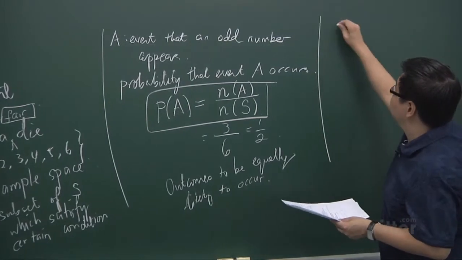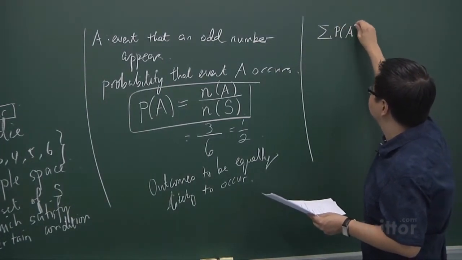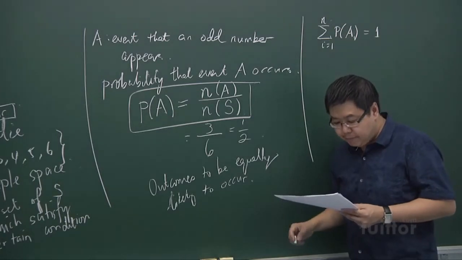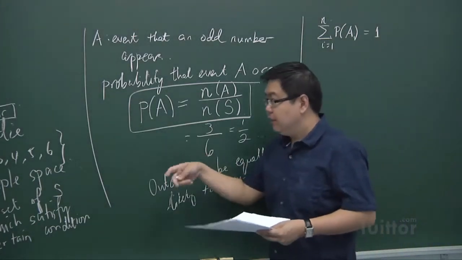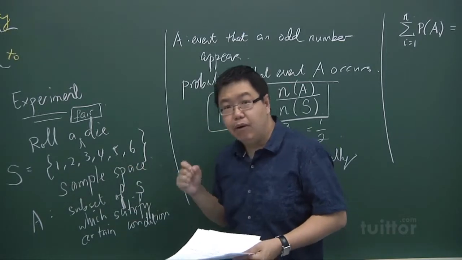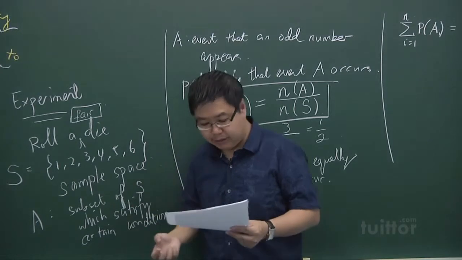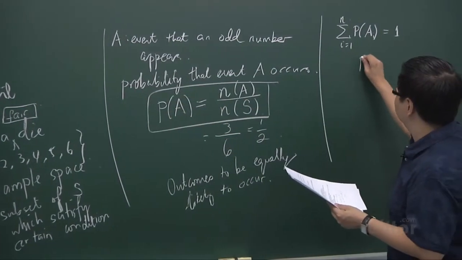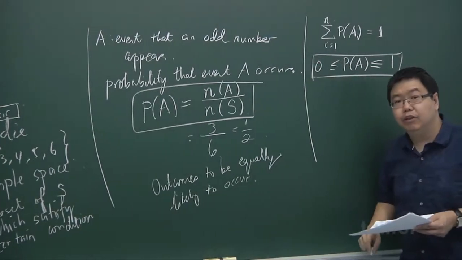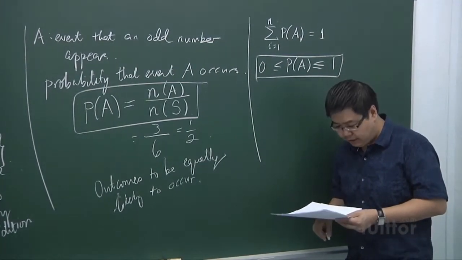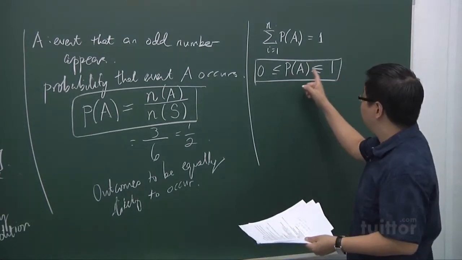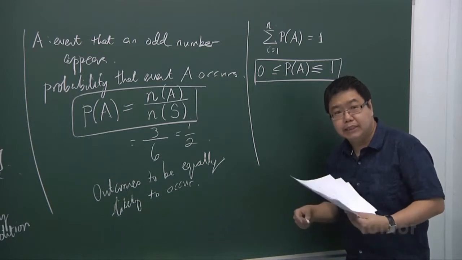Now let's talk about some additional things like the law of total probability. The law of total probability basically means that the sum of all the possible probabilities is 1. What does it mean? If we have all the possible outcomes, 1, 2, 3, 4, 5, and 6, and you add up all these probabilities, they will all come to 1. That is the certainty probability. For any event, the probability of A is always between 0 and 1 inclusive, because we are talking about chance. If the probability of A equals 0, it is certain that it will not occur.